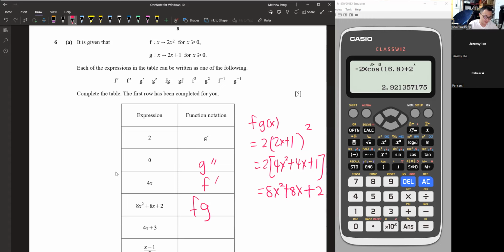Then the next thing is 4x plus 3. I believe this is GG, g squared. Because if I sub the gx into the gx here, my gx is 2x plus 1, so I get 4x plus 2 plus 1 plus 3. So it's double G. The last one, you can see is x minus 1 over 2. This one looks a little bit like a G inverse. If I want to do G inverse, I make this one the x, and the x I change to y. Make y the subject, right? x minus 1 over 2 equals y. So obviously this one is the G inverse. Then we will easily get all the answers.